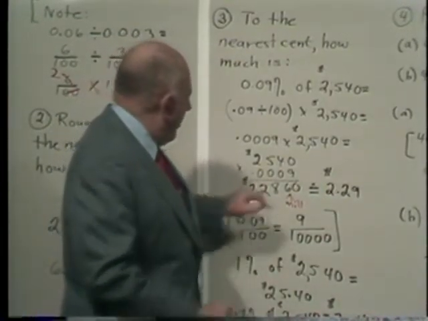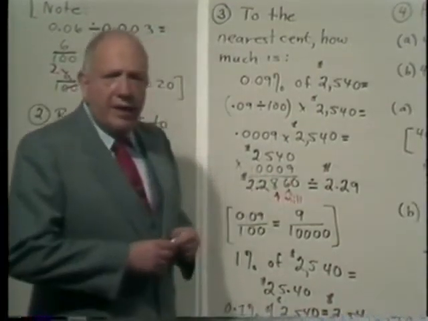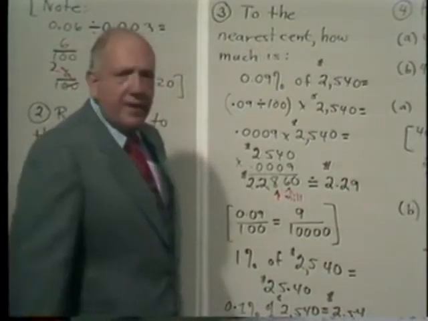At any rate, we now round this off to the nearest cent. So since this is the cents column and this figure is a 6, we round off the 28 cents to 29 cents, and that gives us the answer.